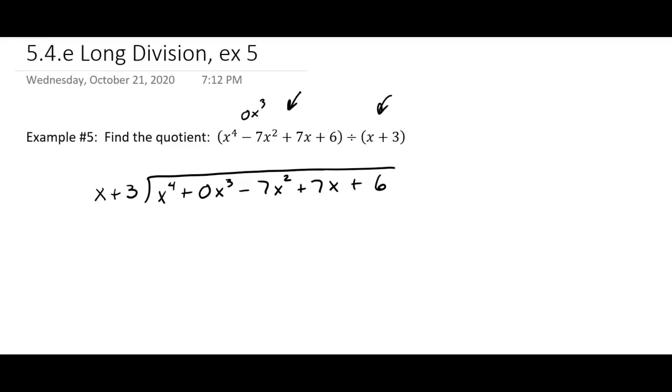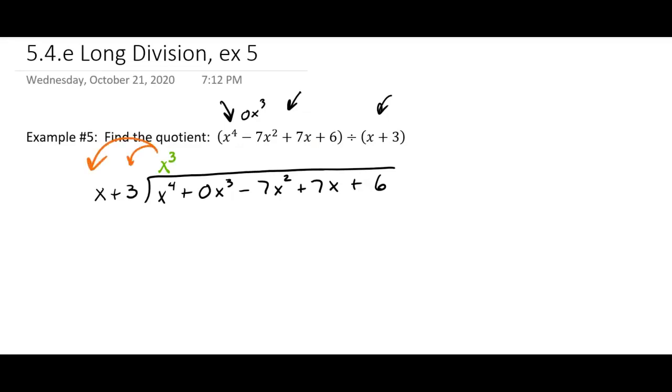It's a long one. Okay, so make sure I have all my terms. One way you can know is the highest exponent is 4 in that polynomial, so I should have 5 terms. It's going to be one more because of the constant. Okay, so I start with my division. How many times does x go into x to the 4th? X cubed times.